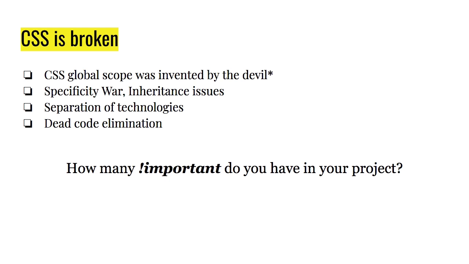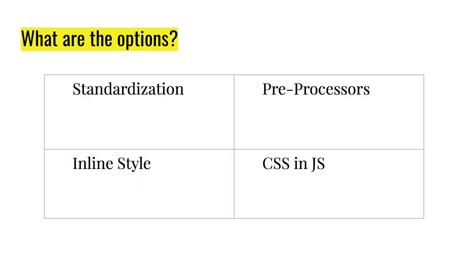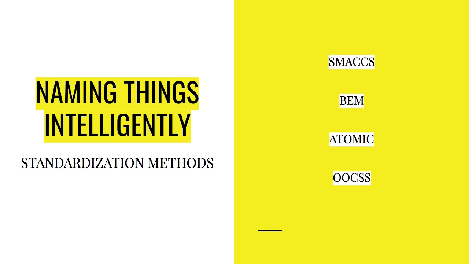And we all know how many important flags we use in a project when things are not going well, right? This is what we do in our daily lives, and because we have short deadlines, we have to come up with a solution as quickly as possible. So what are the options? Standardization, preprocessors, inline style, and in the end CSS in JS. Inline style is not CSS in JS, and I will come to that when we talk about CSS in JS. So let's start with the basics, and that's the standardization methods we have been using.